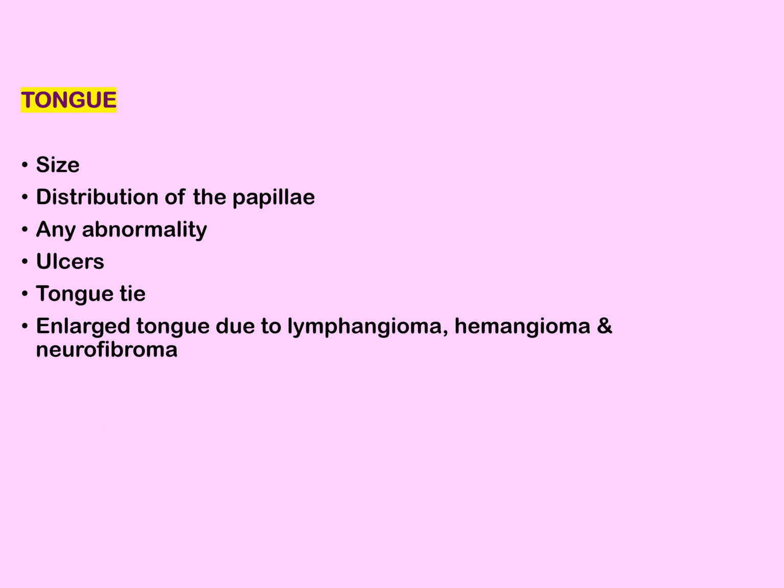Now, looking at the tongue, we look for the size of the tongue. We look for the distribution of the papillae, and check for any abnormality, presence of any ulcer, tongue tie, and enlarged tongue due to conditions like lymphangioma, hemangioma, and neurofibroma.